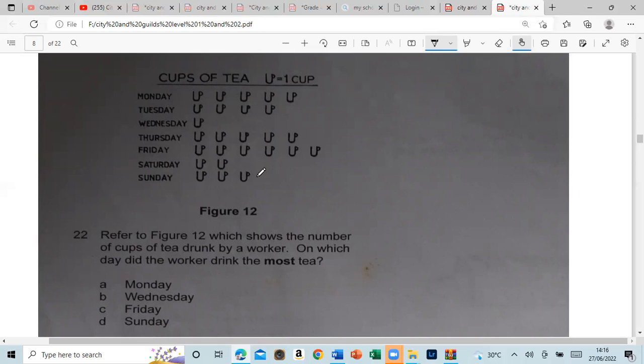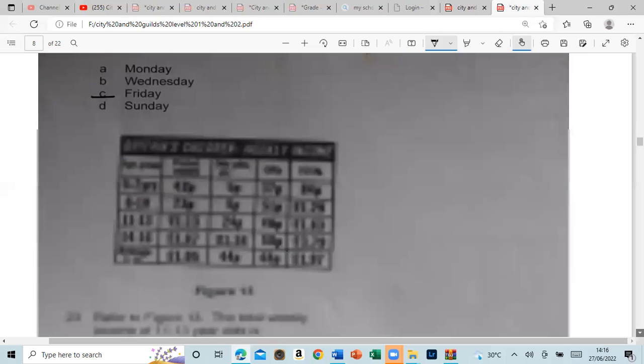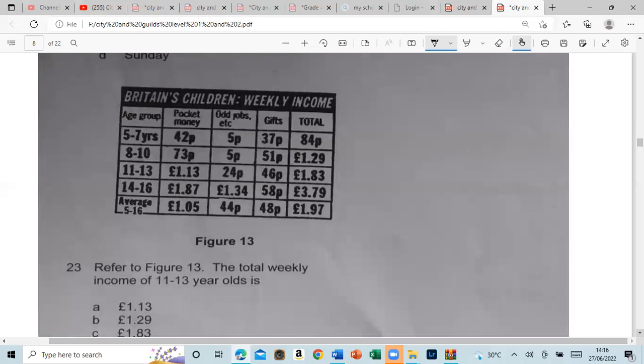And that would be Friday: 1, 2, 3, 4, 5, 6. 1, 2, 3, 4, 5. So that's Friday. 23. So it's a British children's weekly income. Refer to the figure 13. The weekly income of an 11 to 13-year-old is... So the 11 to 13, which is this one here.